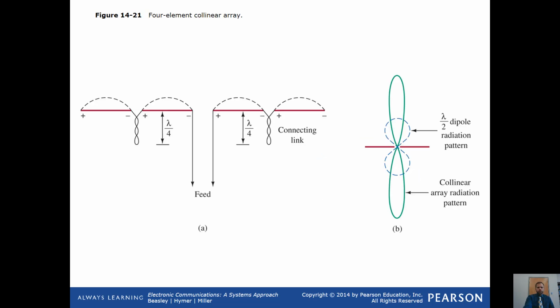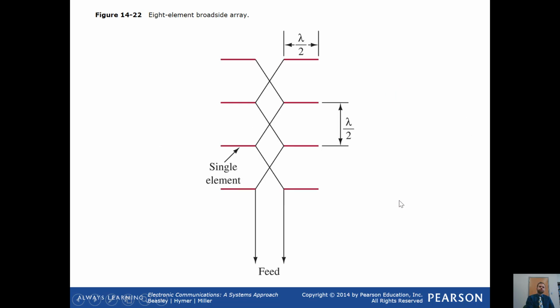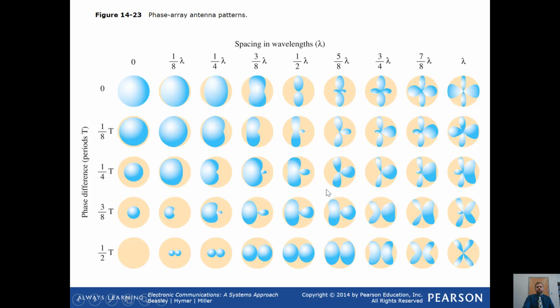Here's a 4-element collinear array, so multiple elements connected to form this antenna. That's a type of antenna array. And here's a half dipole radiation pattern with a collinear array radiation pattern. Here's an 8-element broadside array, just to give you a visual on that. And then here's a phased array antenna patterns chart showing different phase differences in terms of their periods T and their spacing and wavelength.